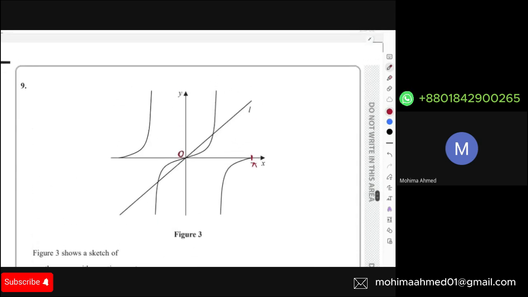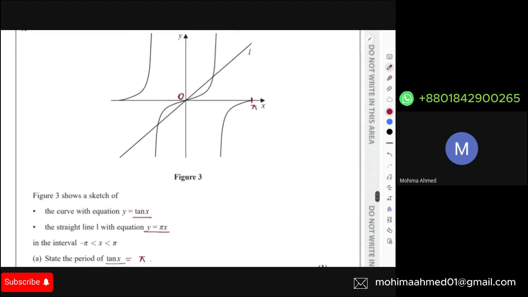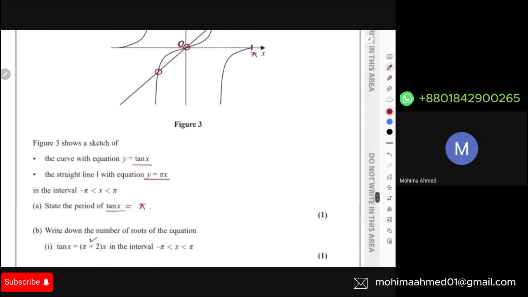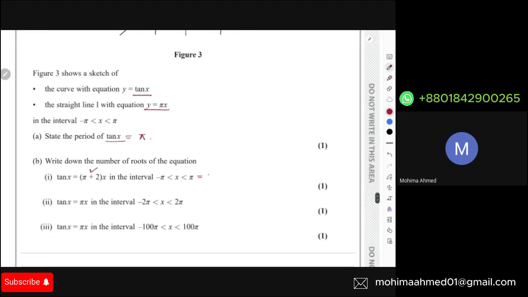For pi plus 2x, only the constants are changing, right? Pi was also a constant, and pi plus 2x is also a constant. That will never modify the number of intersections. If over here your tan x equals pi x and they intersect at 3 coordinates, that means for tan x equals pi plus 2x, they're also going to intersect at 3 solutions, right?